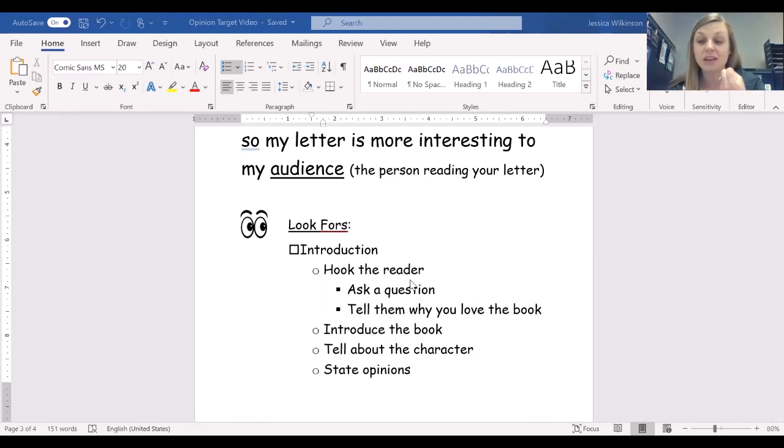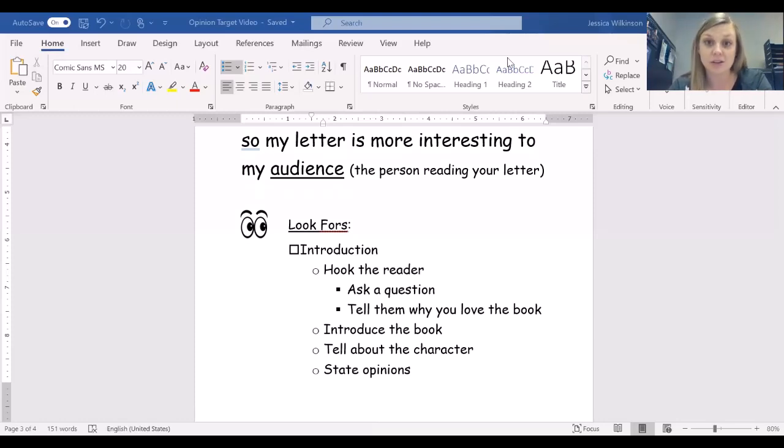One way to hook your reader and get them excited to read is maybe you're going to start with a question. Maybe you want to tell them why you love the book. You chose this book because you love it and you're excited about it. So tell them why you love it. Why are you excited about this book? Then you're going to introduce your book, tell them the title of your book. And then it says tell about the character. So sometimes we need to actually tell a little bit about the characters so that your audience understands the book, okay? And then finally, the last part of your introduction is going to be telling your two opinions.